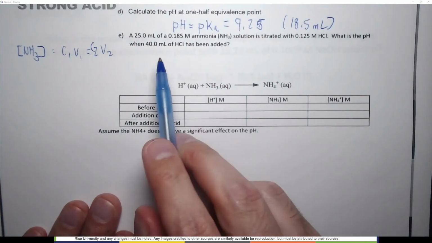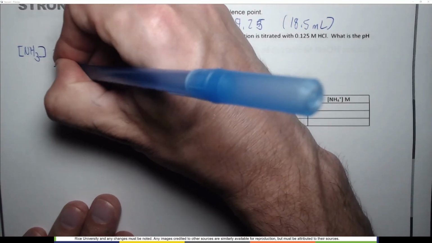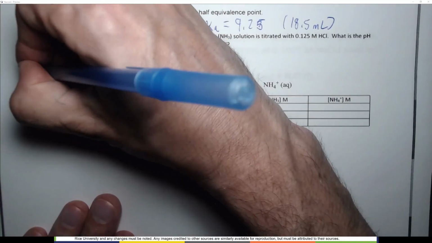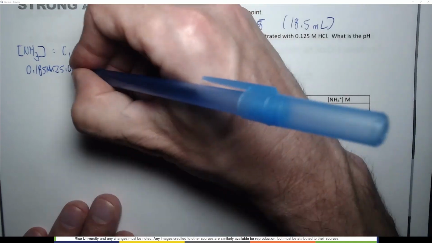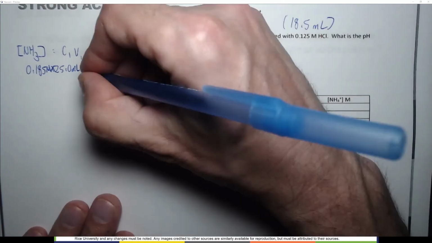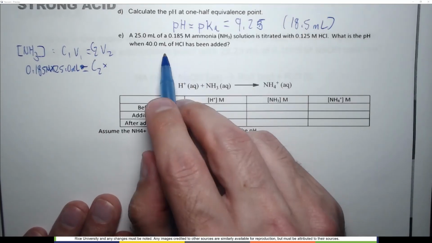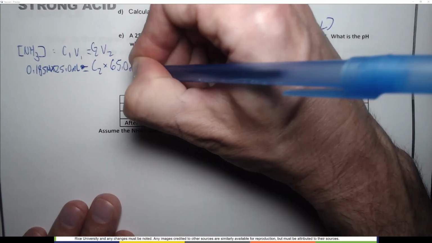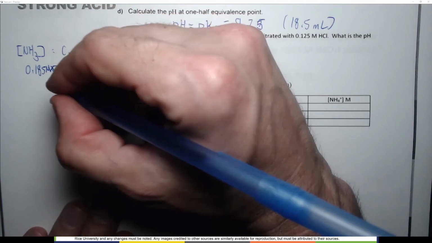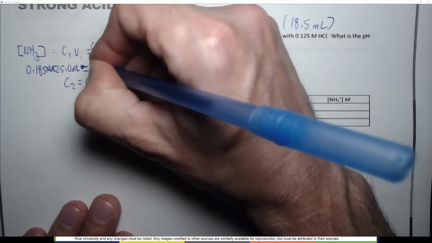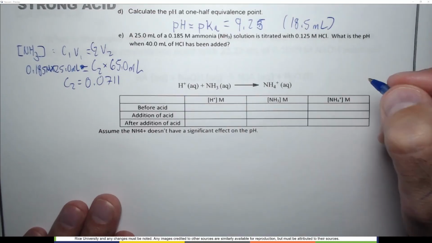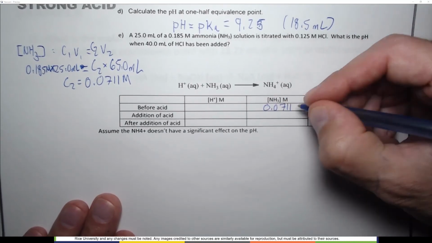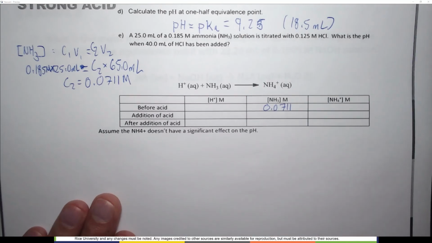All right. So I had 25 milliliters and the initial concentration is 0.185 molar times our 25 milliliters equals C2, that's my variable, times V2, which is 25 plus 40, which is 65 milliliters. When I do that, I find that the concentration of NH3 is equal to 0.0711 molar. So I'm going to go ahead and plug that in here, 0.0711 molar.